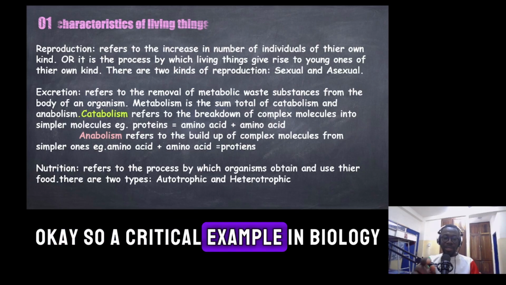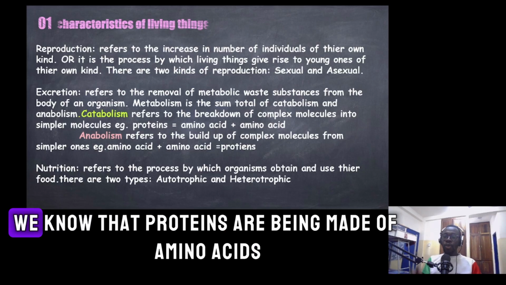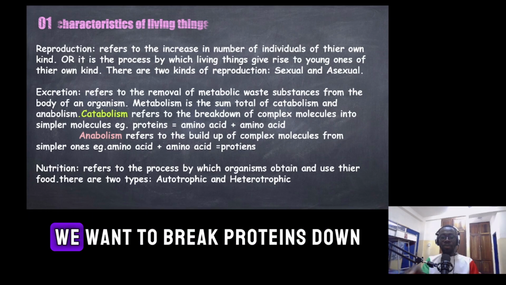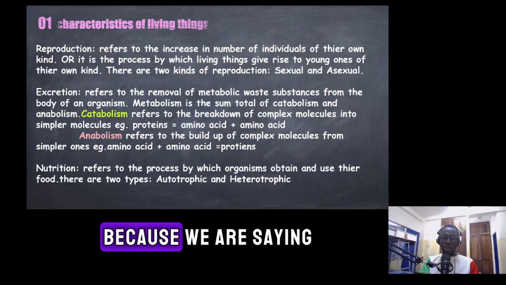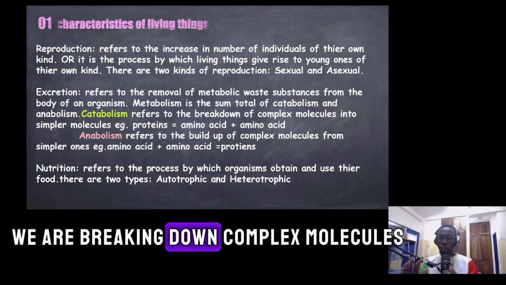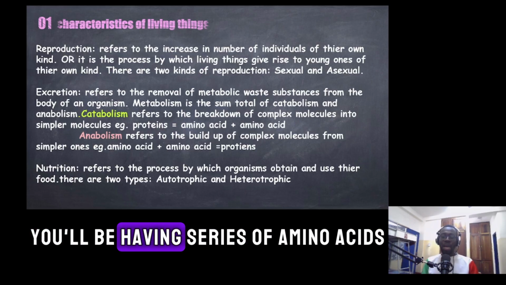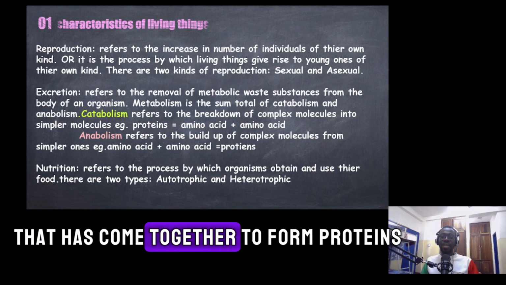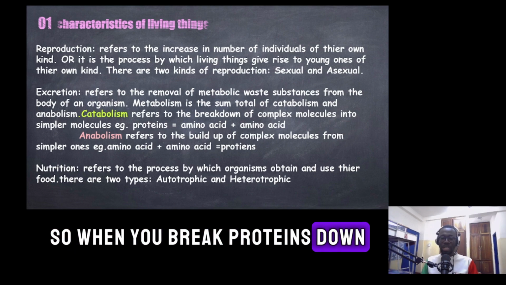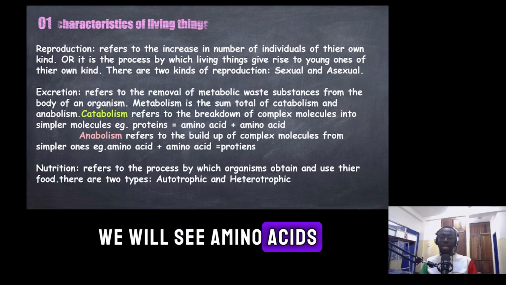Okay, so a critical example in biology. Now, proteins. We know that proteins are made of amino acids. Therefore, in catabolism, we want to break proteins down because we are breaking down complex molecules. So if you are breaking proteins down, we will have a series of amino acids that have come together to form proteins. So when we break proteins down, we will see amino acids.